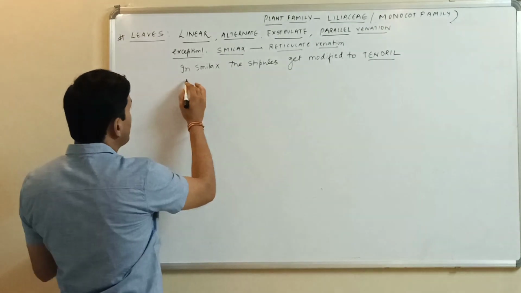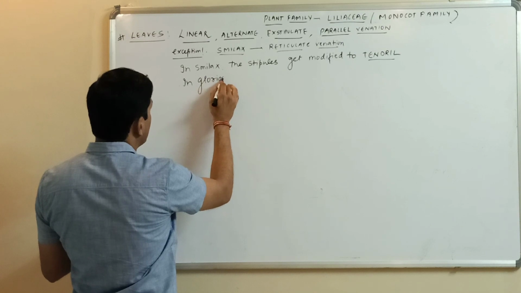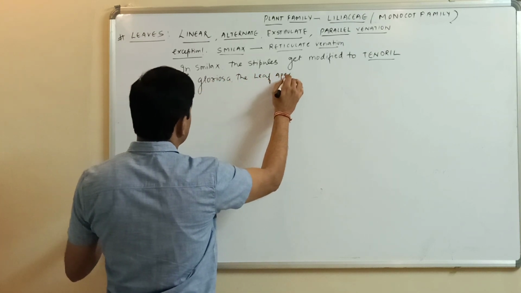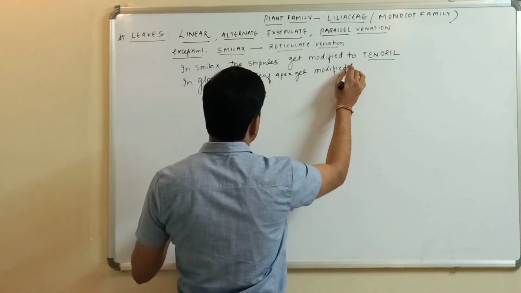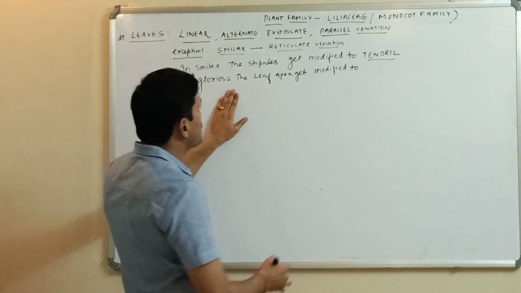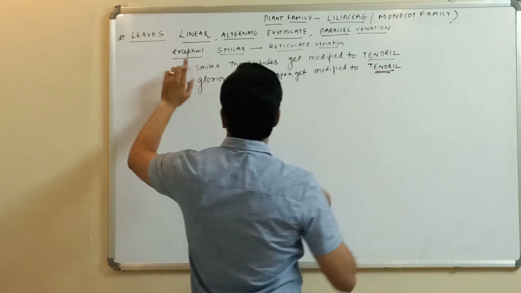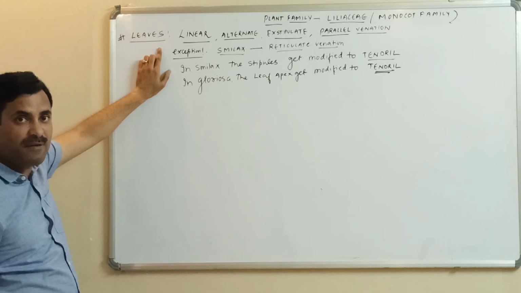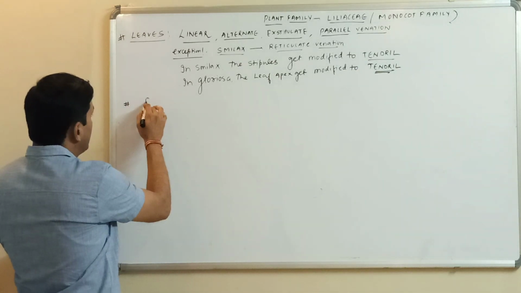Okay. And in gloriosa, the leaf apex gets modified to tendril. Okay. So this is all about the leaves, that what type of leaves are found in them. So these all are the vegetative characters. Now let's have a talk on the floral characters.